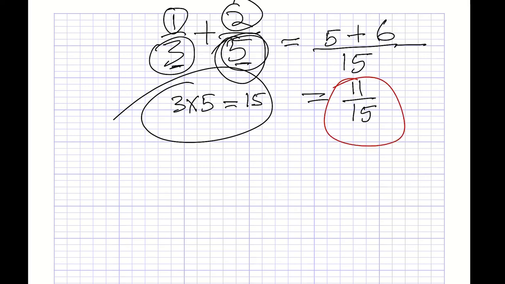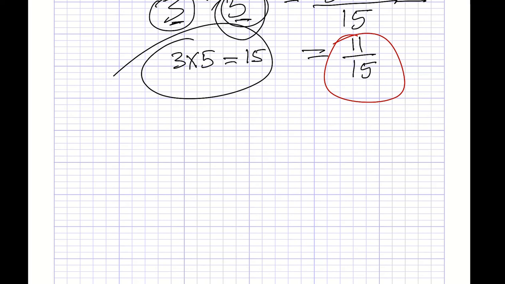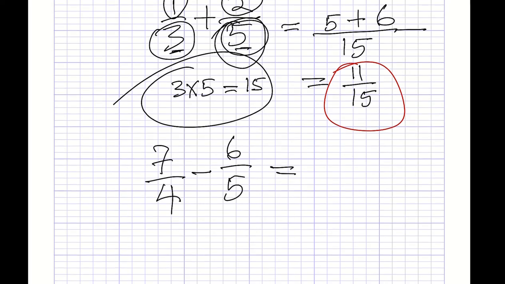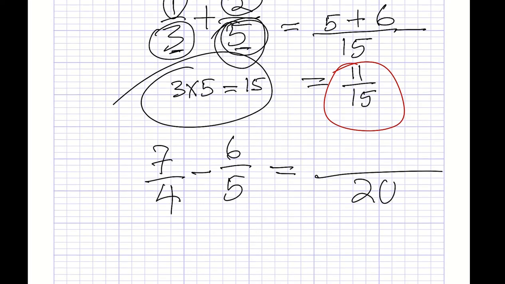It's reduced already. You can do the same thing with subtraction. Let's say you want to do this problem, 7 over 4 minus 6 over 5. You do the same thing. You want to equalize the denominators, right? They have different denominators. So what you do, you multiply them out. You say 4 times 5 is 20, right? And then you say 4 divides 20. You get 5. 5 times 7 is 35.